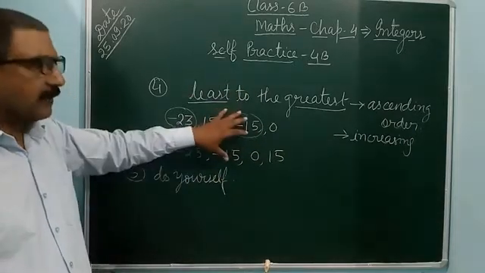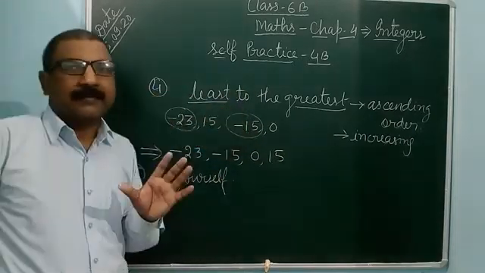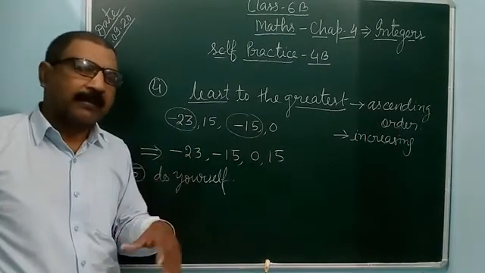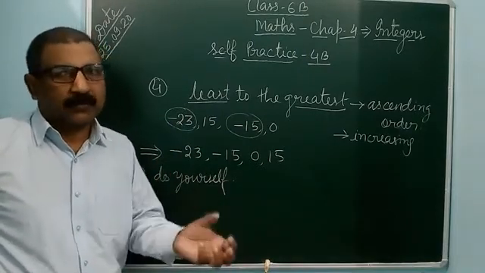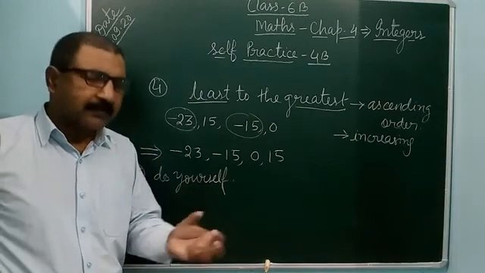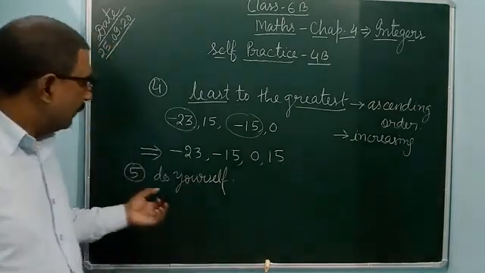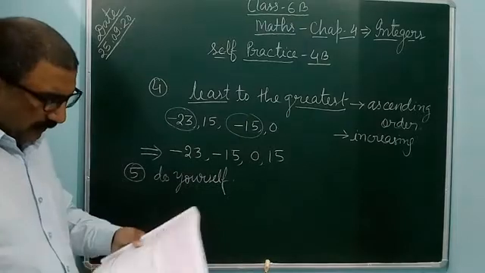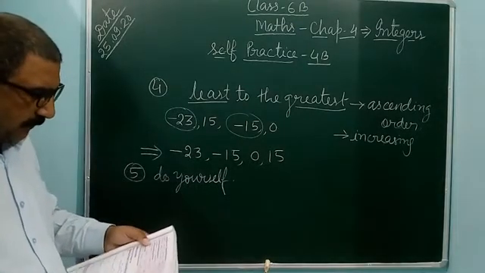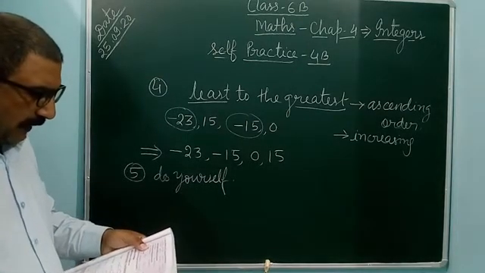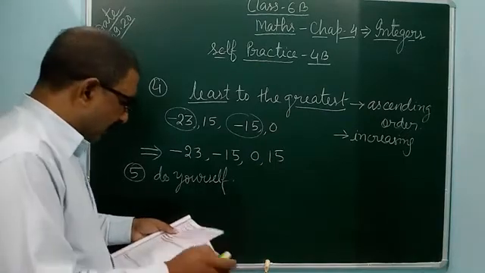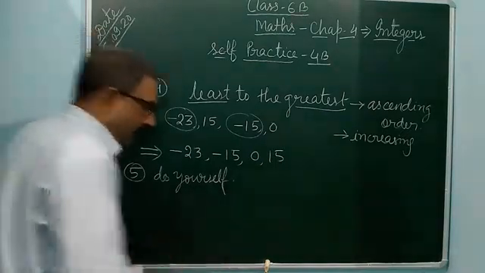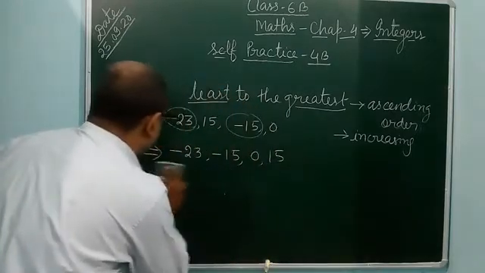So the method is the same. You identify which number is greater compared to which number. After that you can decide which number will come first and which will come second in the ordering of greatest to smallest. So in this way, question number 5 you can do yourself as greatest to least. But I am solving A. B, do yourself.